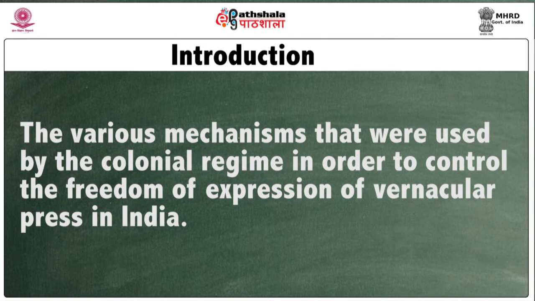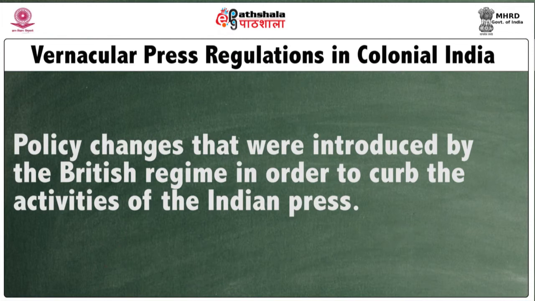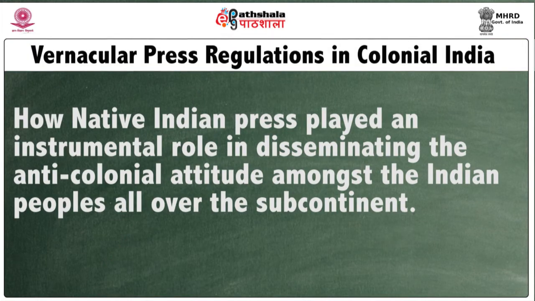The present lecture looks into the various mechanisms that were used by the colonial regime in order to control the freedom of expression of vernacular press in India. The lecture highlights the policy changes that were introduced by the British regime in order to curb the activities of the Indian press. Further, it looks at how native Indian press played an instrumental role in disseminating the anti-colonial attitude amongst the Indian people all over the subcontinent.